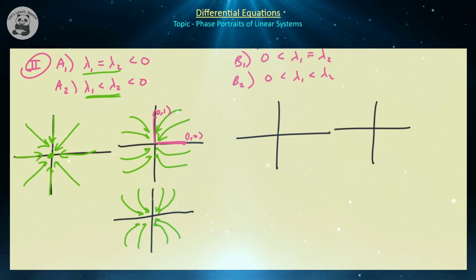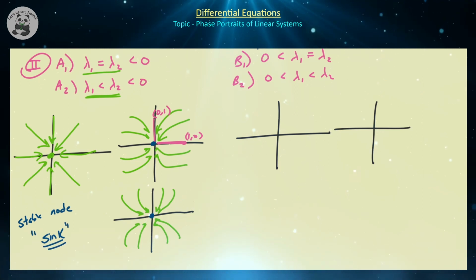So all of these pictures in some sense have the same exact behavior. They're all converging to the one and only critical point. This is usually called a stable node. Some people will also call it a sink. Right? A stable node or a sink.